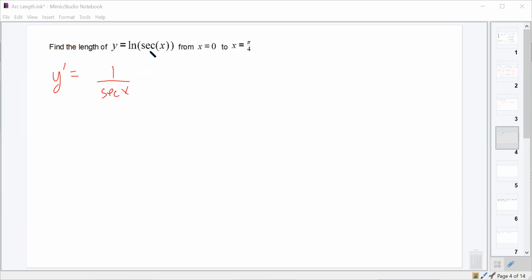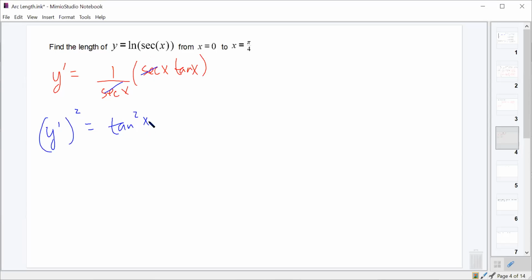1 over secant times the derivative of secant, so times secant x tangent x. And obviously we can cancel out the secant x's to make that just tangent x, and so y prime squared ought to just be tangent squared x. Everybody good there? So our integral ought to be the integral from 0 to pi over 4 of the square root of 1 plus tangent squared x dx.